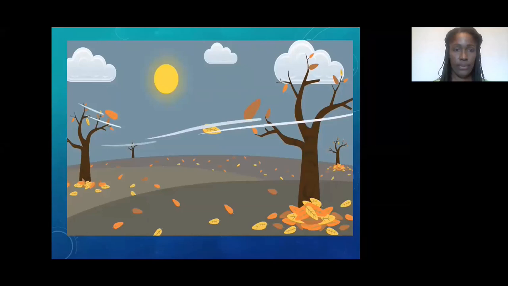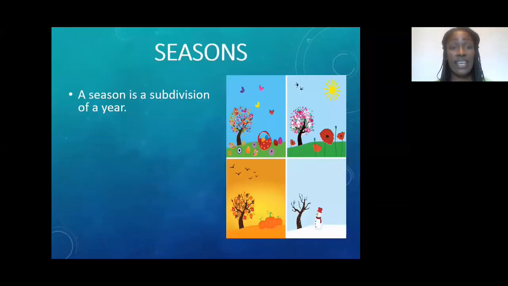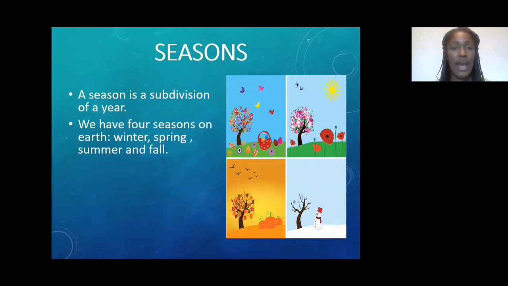Here we go. A season is a subdivision of the year. The year is divided into 4 parts. They are, let's say it together, spring, summer, autumn, and winter. Yes. We have 4 seasons on the earth. Again, they are winter, spring, summer, and fall.